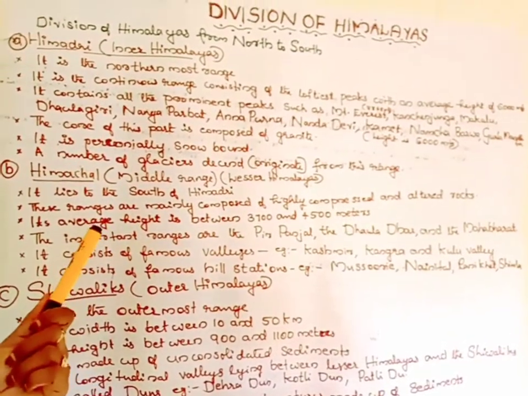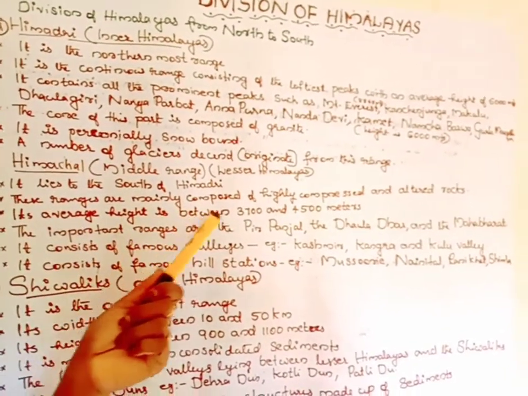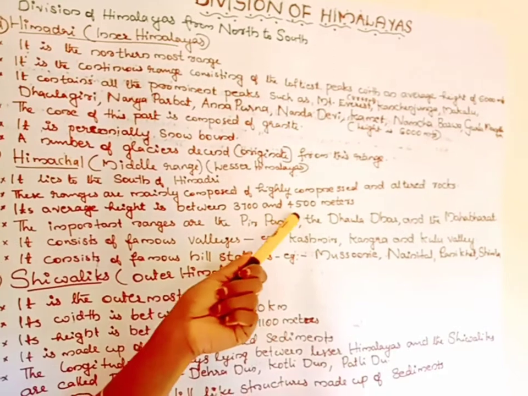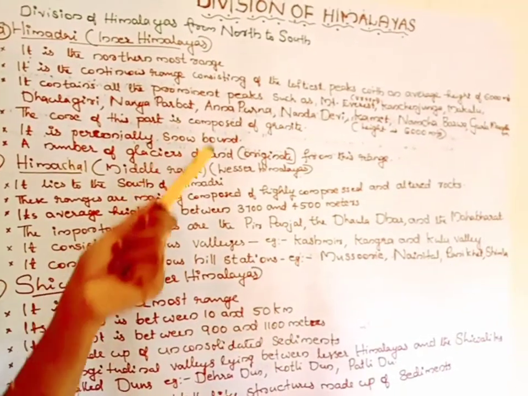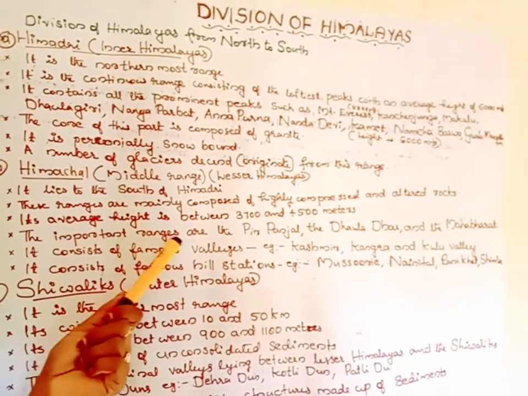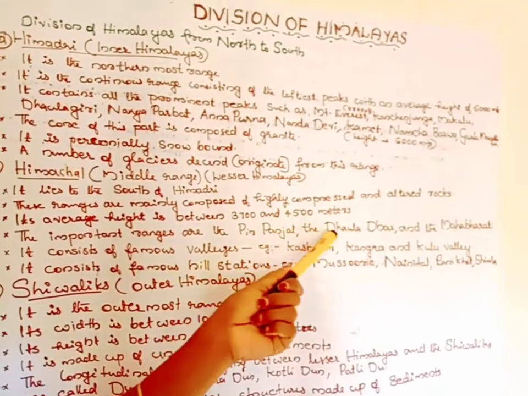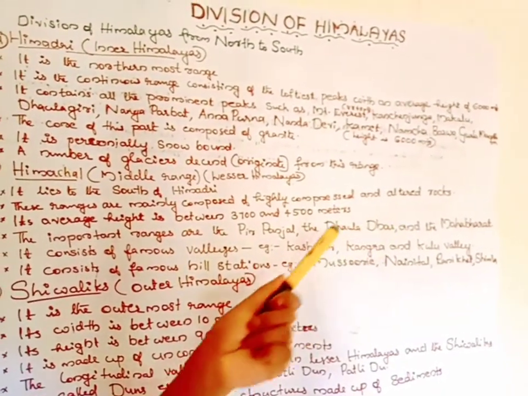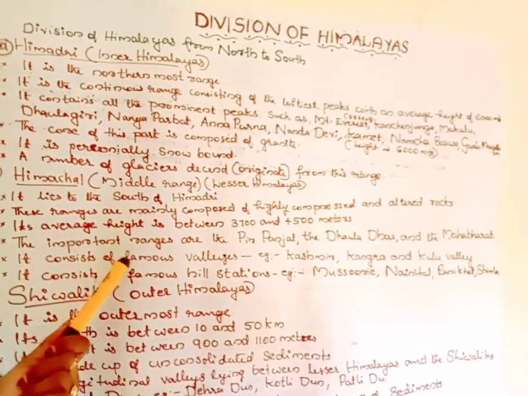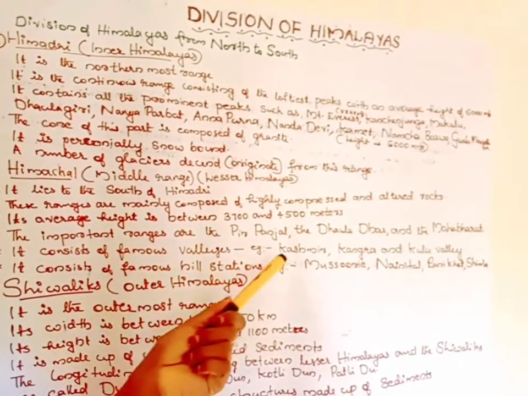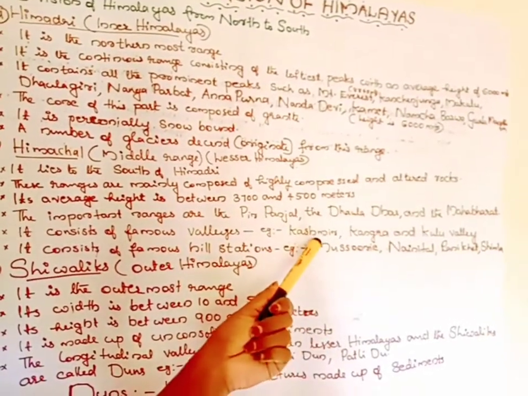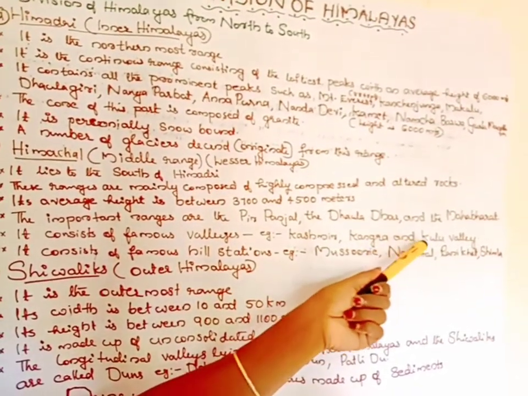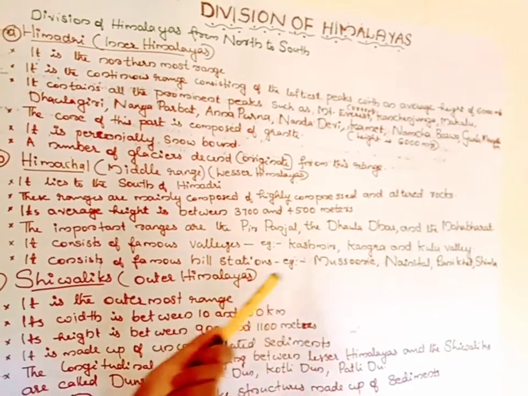What about its height? Its average height is between 3,700 and 4,500 meters. It includes important mountain ranges such as Pir Panjal, Dhauladhar and the Mahabharat. It also consists of famous valleys. What are they? The Kashmir, Kangra and Kullu Valley. Kashmir Valley of Jammu and Kashmir and the Kangra and Kullu Valley of Himachal Pradesh.